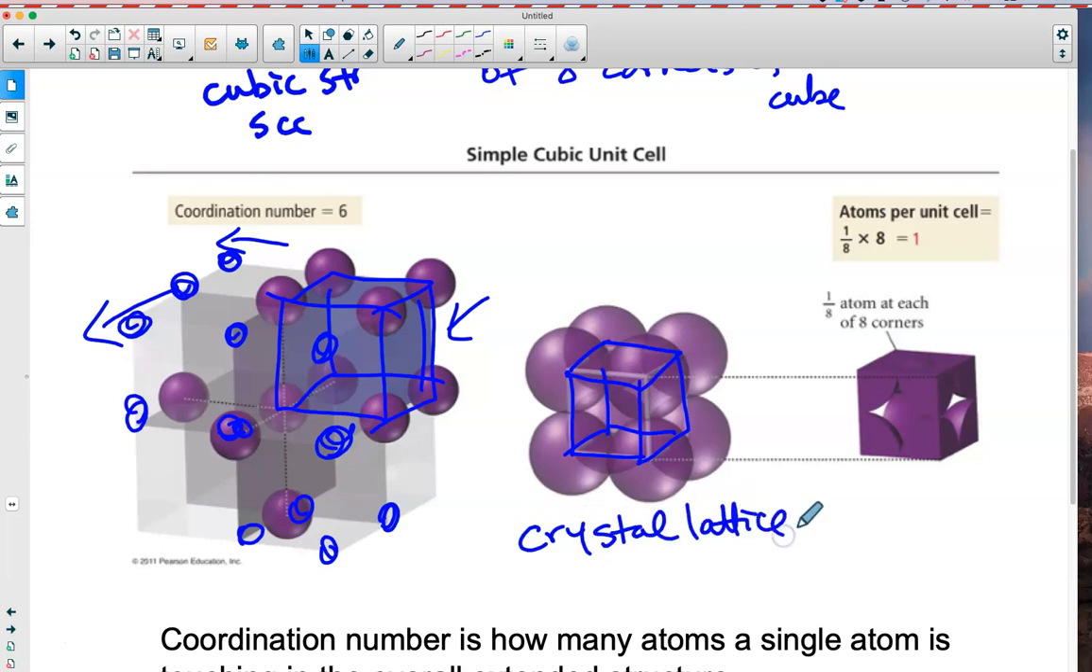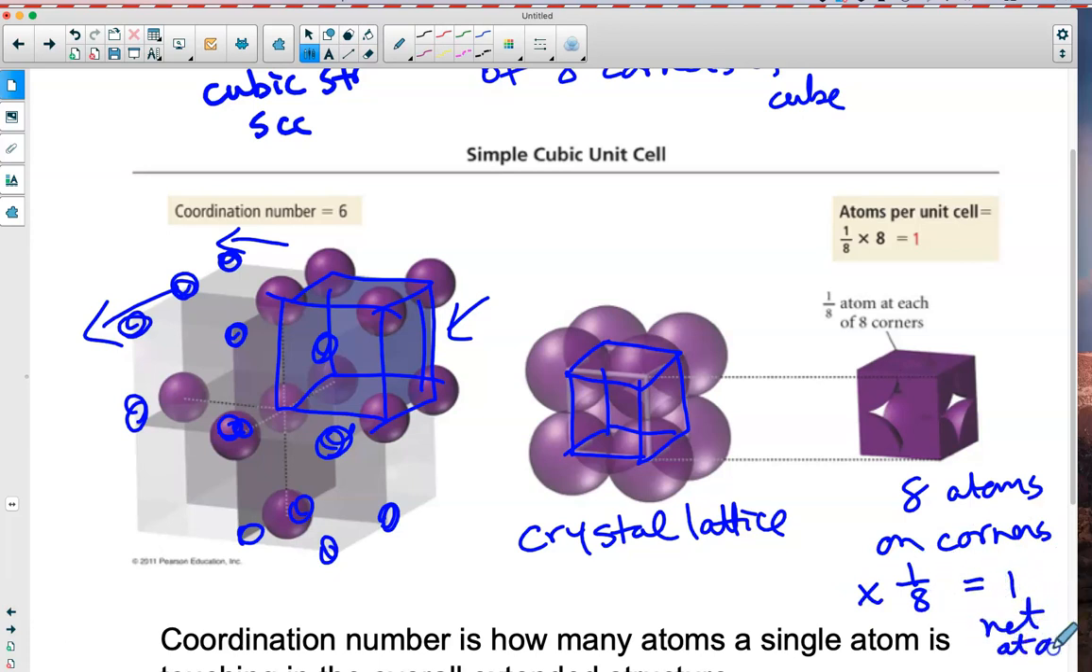And so if we shave away the excess atomic material outside that lattice, we can see that there's just one net atom within this unit cell, because there's 8 atoms on the corners that each contribute an 1/8 of their volume, because they're in 8 unit cells. So that gives me one net atom. And this picture shows how each atom is in 8 different unit cells.